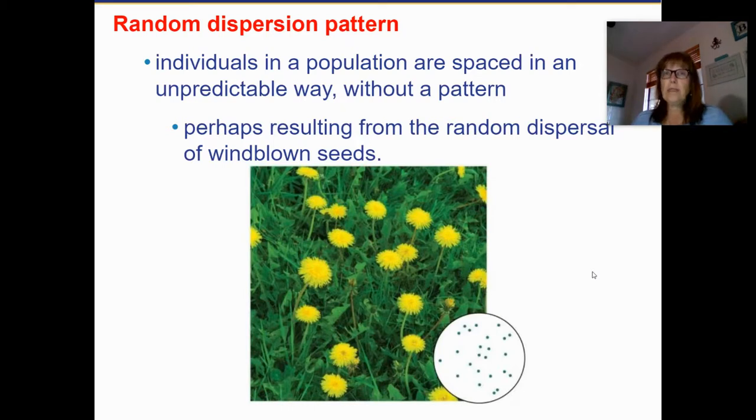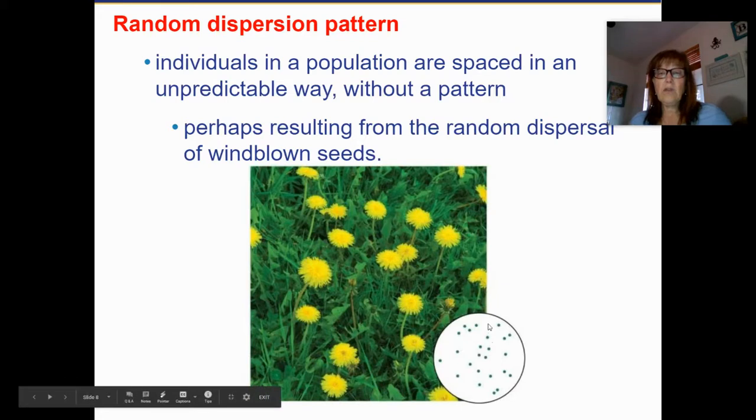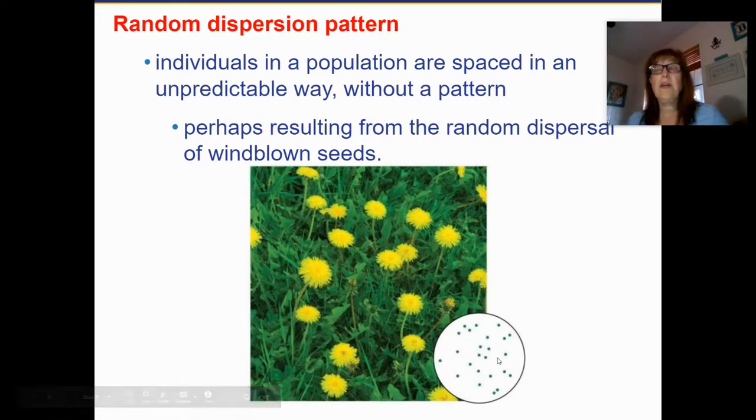In a random dispersion pattern, individuals are randomly dispersed in an unpredictable manner, and this might be due to the random dispersion of seeds that are blown over an area. In this case, if we look at this pattern, there really is no pattern, and that would be random.